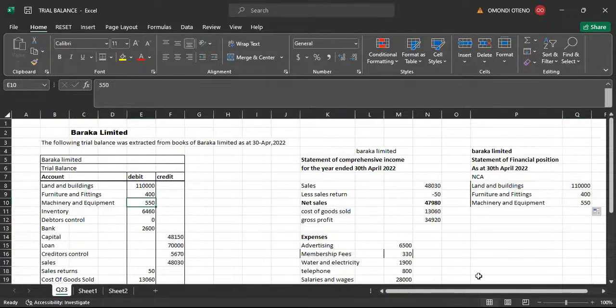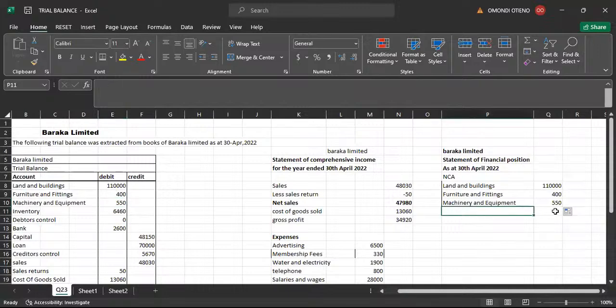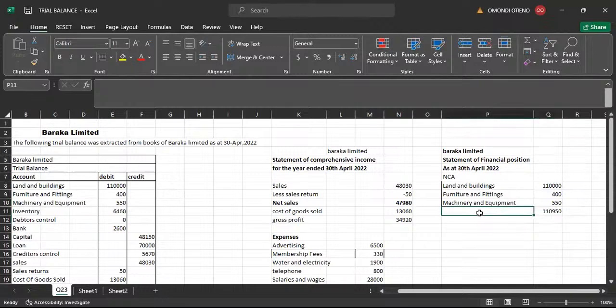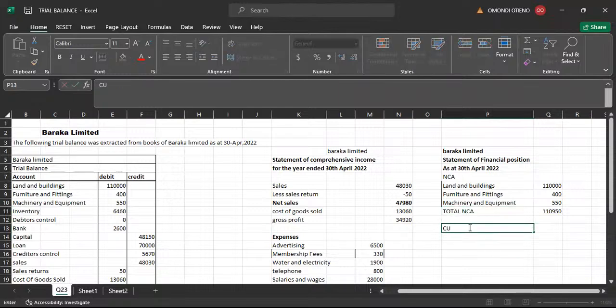So I come to the total of these non-current assets, that is the summation. So we have total non-current assets. I have to come now to current.